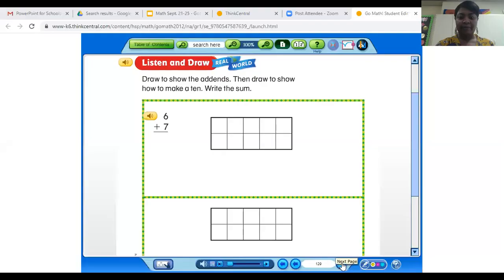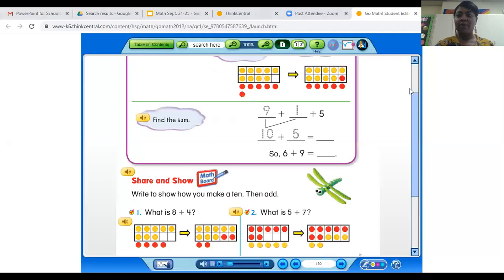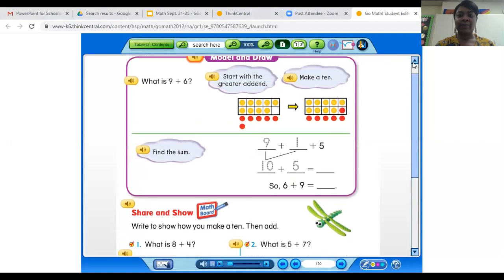All right. So let's turn our page in our book to page 130 and let's work on that, okay? All right. So right here, we already have a model and we're going to talk through it and explain it again.